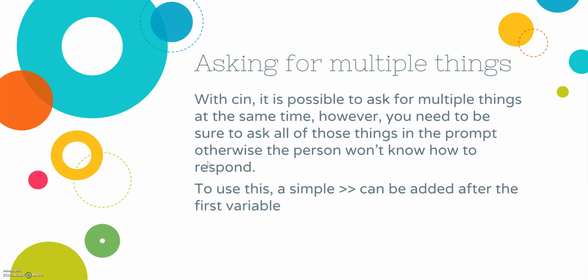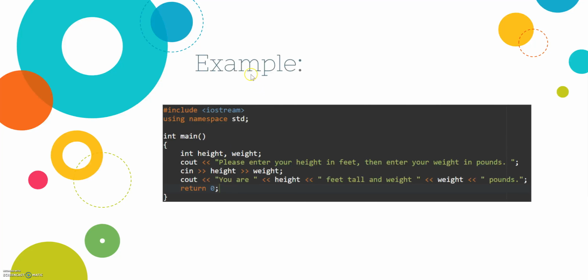So a really good thing about cin is that you can ask for multiple things using the same line. So in this example over here, you can see that they ask for both the height and the weight by using the same cin. So how the user is going to see that is a bit different. They're going to first input their height, and then they can either press space or enter, and then they're going to input their weight.